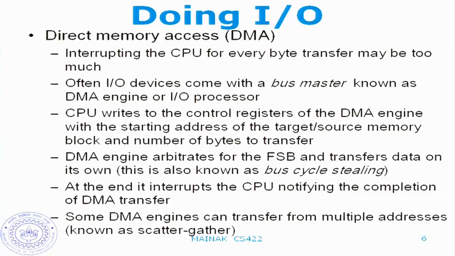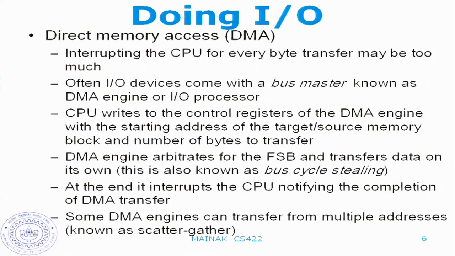Often, for transferring data from and to memory, you usually use direct memory access, which does not interrupt the CPU, because interrupting the CPU for every byte transfer may be too much. So often IO devices come with a bus master known as a DMA engine or IO processor. So how do you really operate the DMA engine?